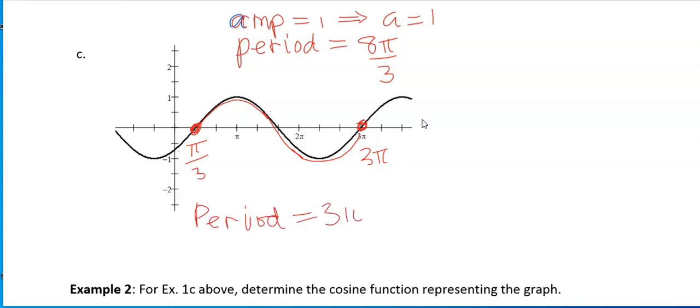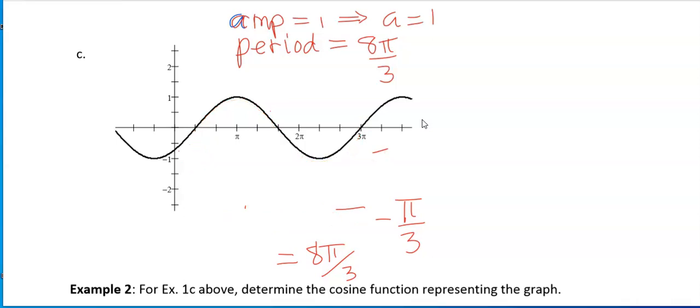3 pi, that's the biggest value, minus pi over 3. You can probably do that with your calculators. That's 9 pi over 3 minus pi over 3. Well, by golly, look at that. 8 pi over 3. Same thing, isn't it? You use whatever technique you feel comfortable with to get your period. It's entirely up to yourself.